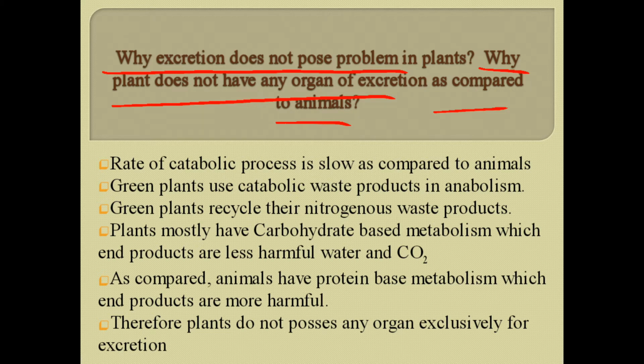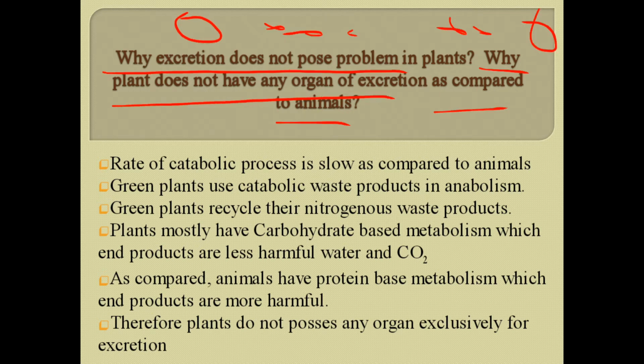So metabolism is a chemical reaction that takes place in the body, and there are two types of metabolism. The first is catabolism and the second is anabolism. Catabolism is a phenomenon in which a bigger molecule breaks down into smaller molecules, and anabolism is a process in which smaller molecules combine to form a bigger molecule.